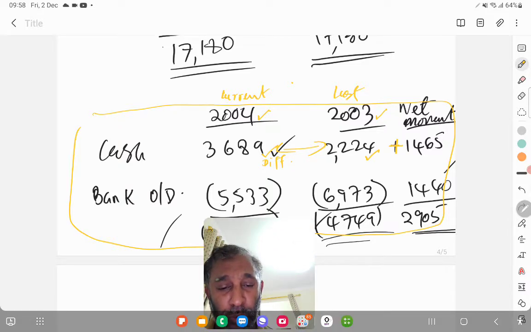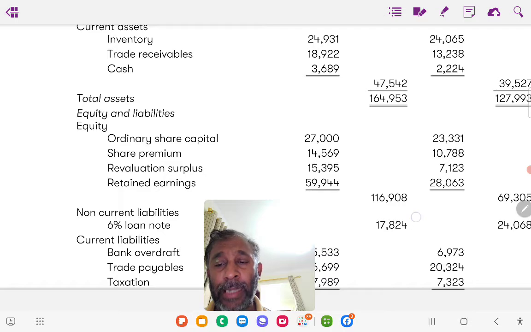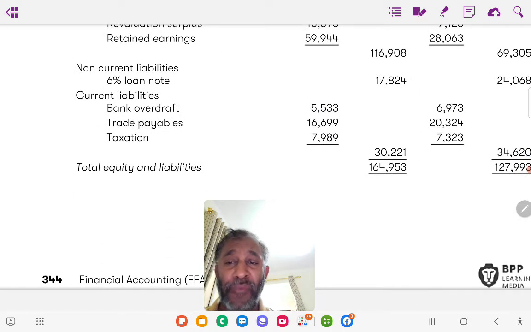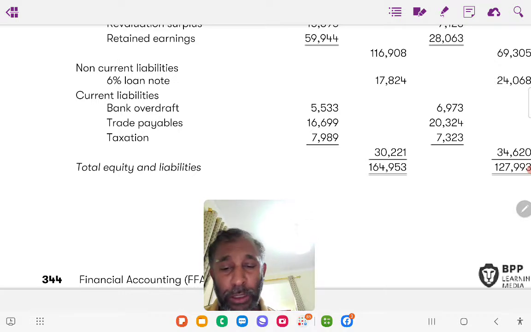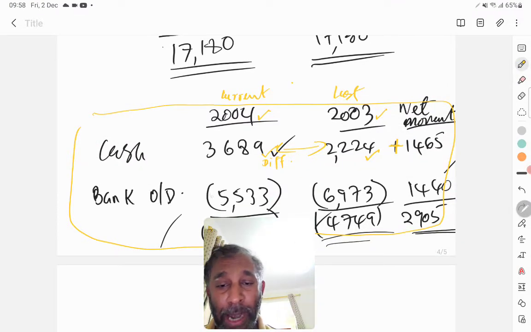And then you go to the current liability. In that you also find bank overdraft. So what you do is just do the same thing. Since it's a bank overdraft, it's a liability, so I have written the number within brackets. Please note that as well.